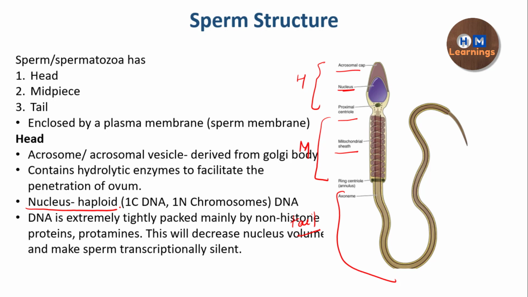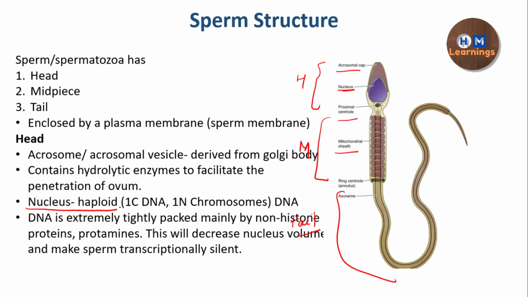Here is a very important thing. As I already said, during the process of spermiogenesis the cytoplasm is decreased, is lost, and minimum cytoplasm is maintained, and the organelles are also compacted. All of this is done to decrease the volume of the cell.